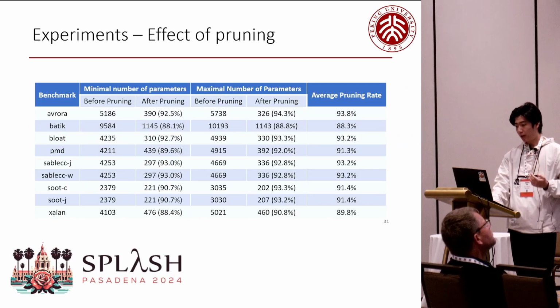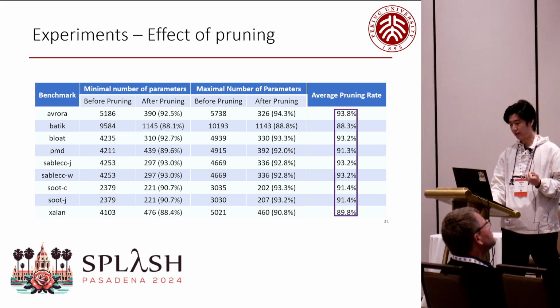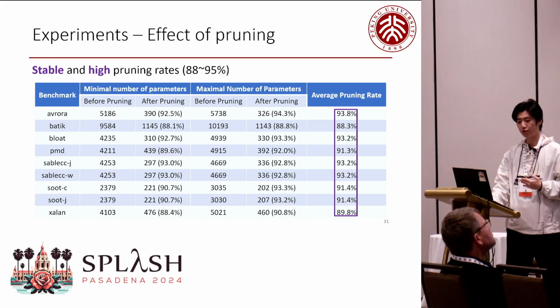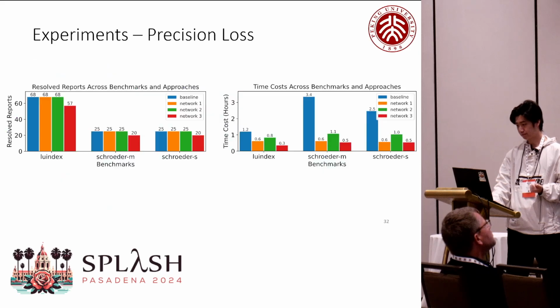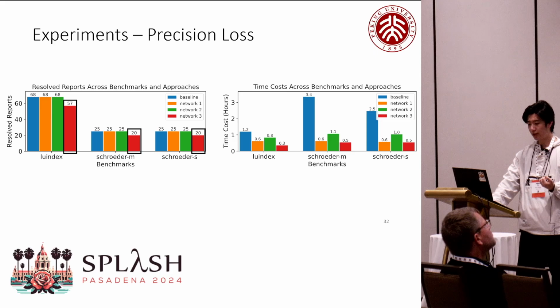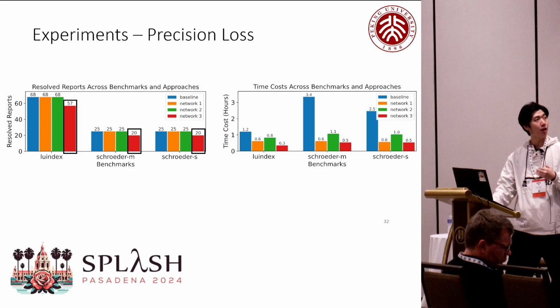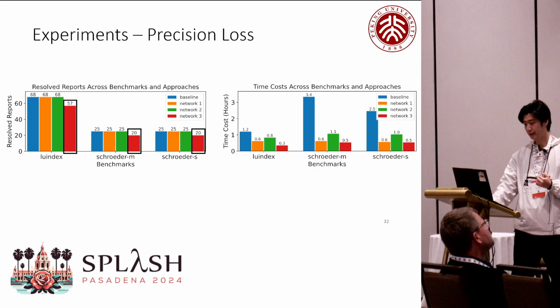And to figure out why our approach achieves such a great improvement, we found that our approach can achieve pruning rates of about 88% to 95%. And for the precision loss, we found that only one of our models has some precision loss, and all of our approaches are faster than the baseline.